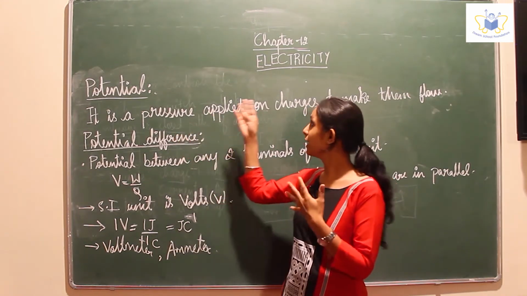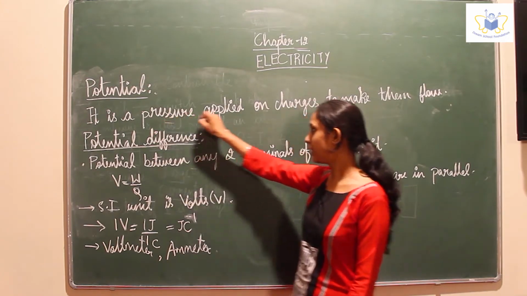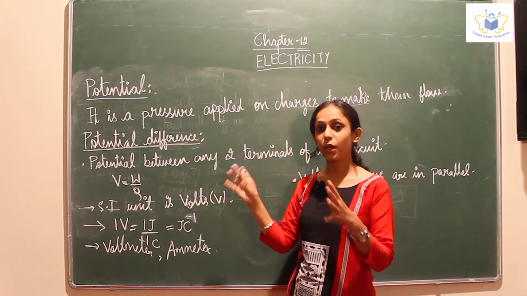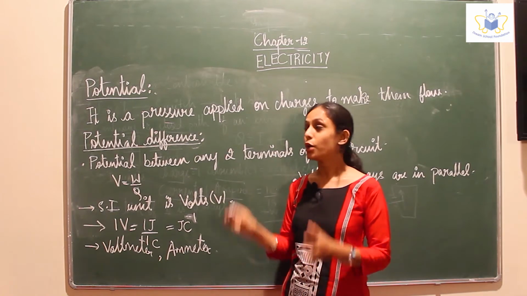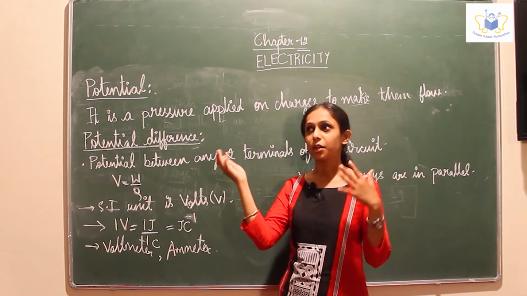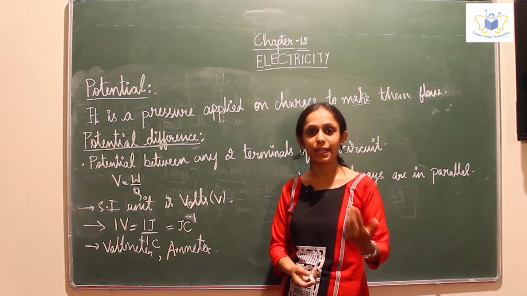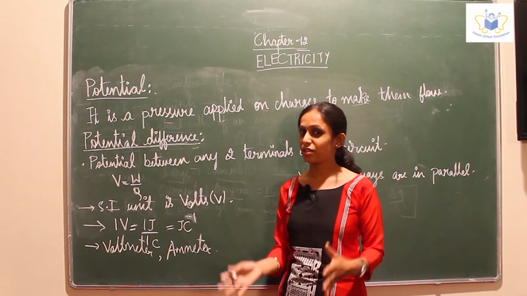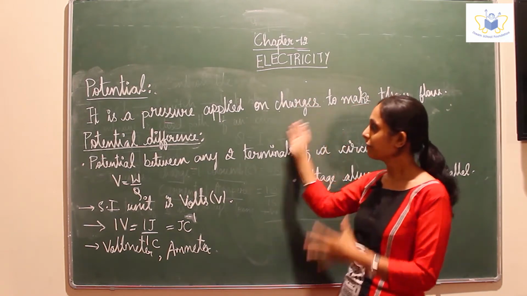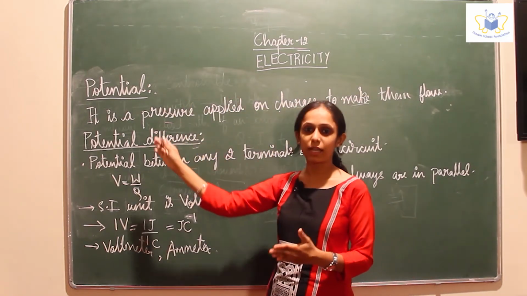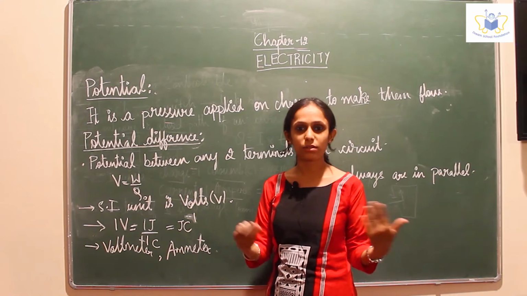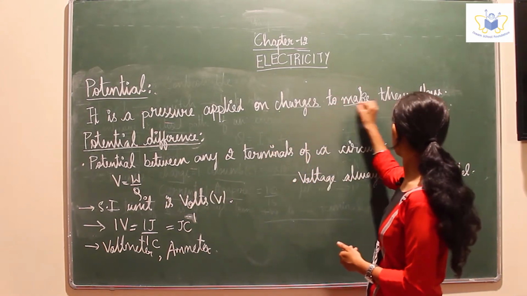Similarly, what is potential in electricity? Potential is a pressure applied on charges to make them flow. I told you we get electricity only when charges flow inside the circuit. For electricity, the charges must flow. If there are no charges flowing around, we would not be able to get electricity. No lights, no fans, no television, so life would be very hard, right? So in order to make these charges flow, we want a pressure. This pressure is called potential. Simple. So what is potential? Pressure applied on charges to make them flow. So simple, to make them work. So this is about potential.